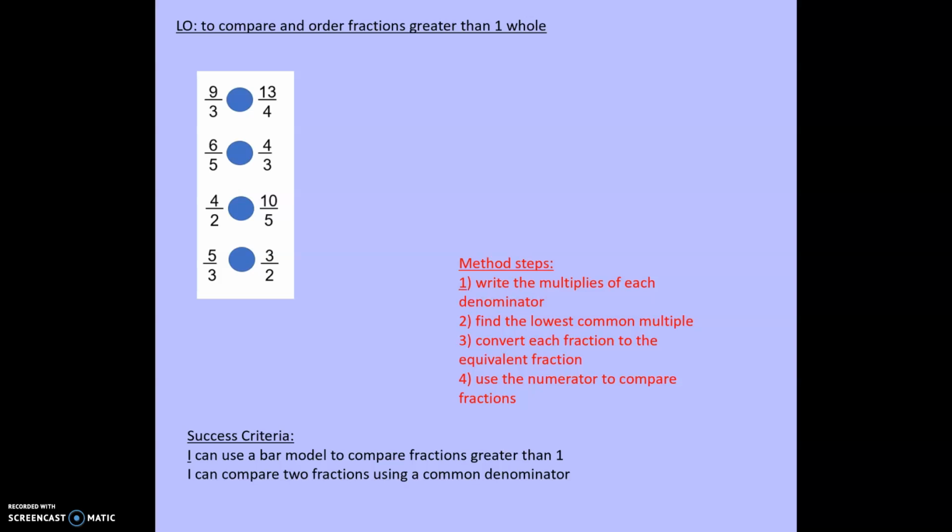So now we're going to move on to looking at the method that we used at the beginning of the week to compare improper fractions and mixed numbers, that is, fractions greater than a whole. It's the exact same method, apart from we're probably going to have improper fractions. So the first set I have is 9/3 and 13/4. Just like earlier in the week, the first step is to write the multiples of each denominator.